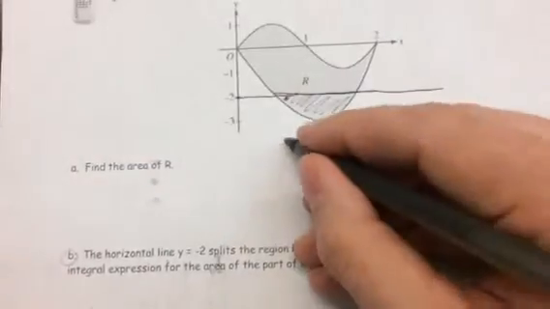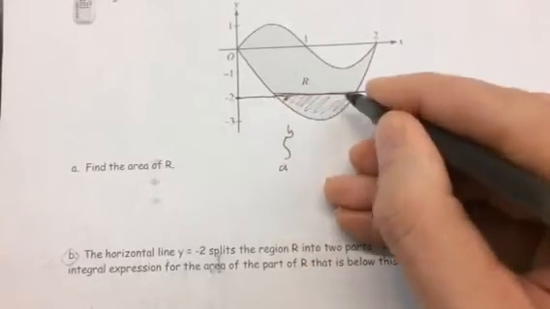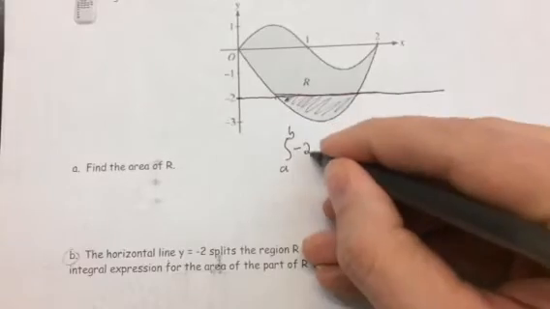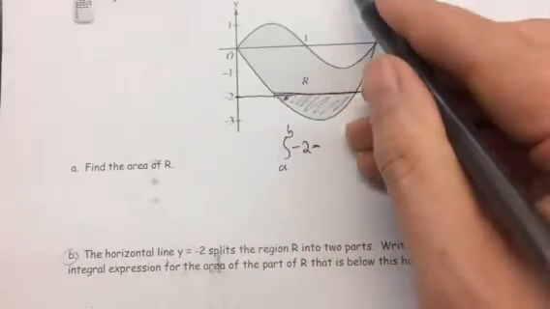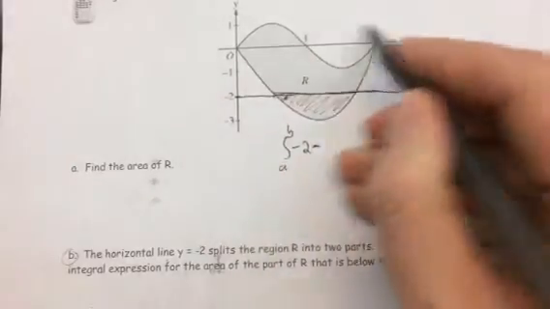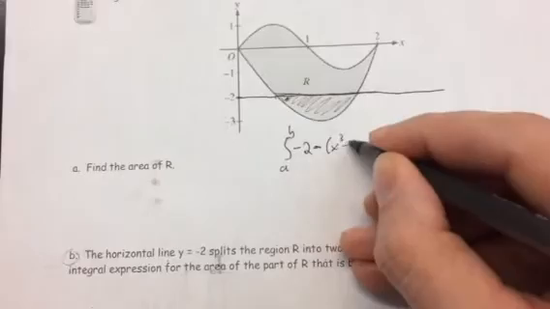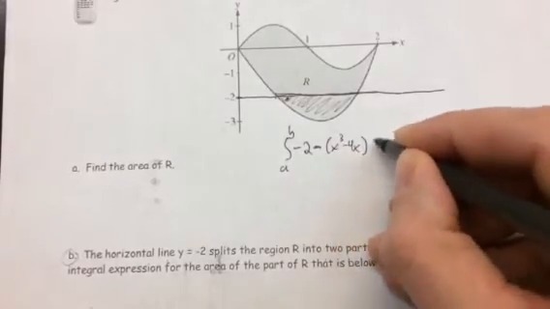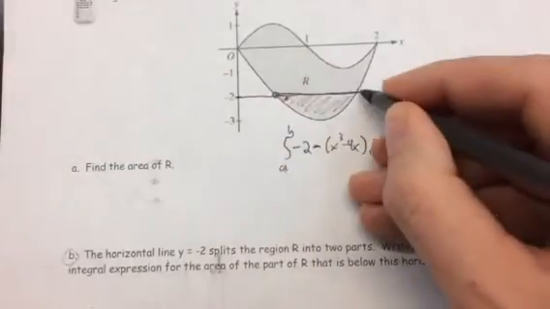Well, obviously it's the integral from A to B of the top one minus the bottom one. So it's -2 minus the bottom one. You can always graph it if you're not sure which one of these is the top one, which one's the bottom one. This is x cubed minus 4x. The question is, what is this A and what is this B? And so we need to find this intersection.